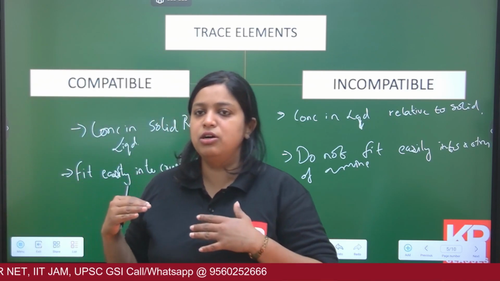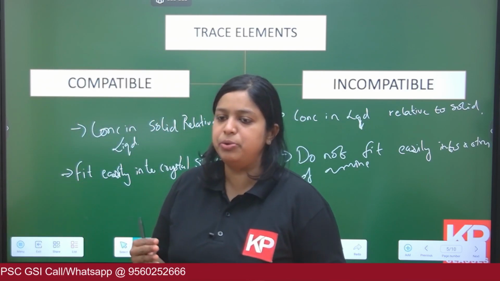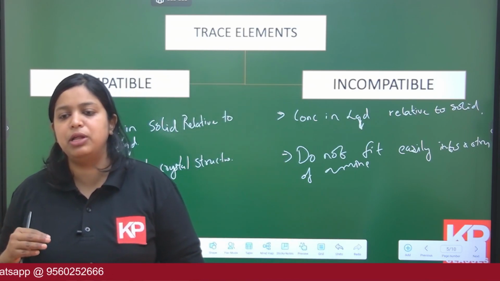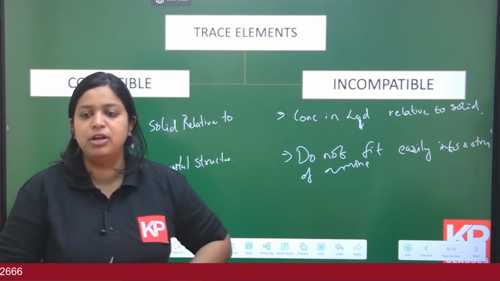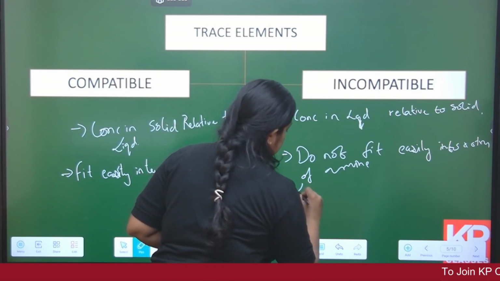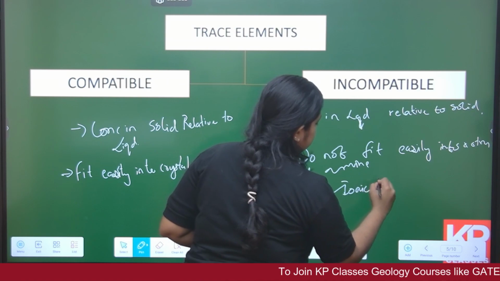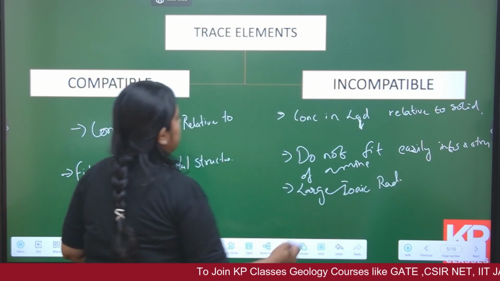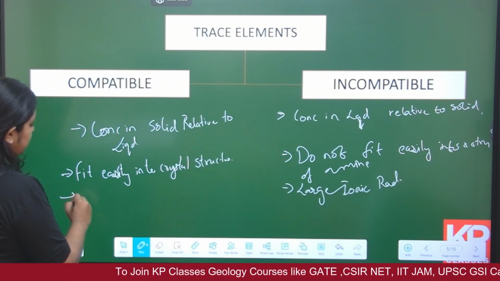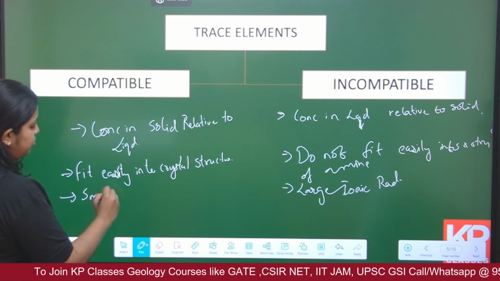Now, the incompatible elements and compatible elements. Incompatible elements mostly have a large ionic radius, whereas the compatible elements are mostly smaller and have a small ionic radius.